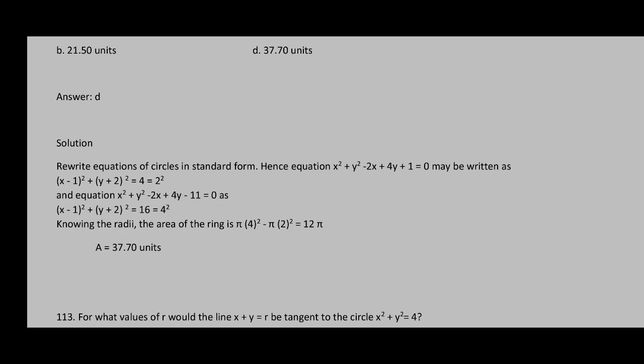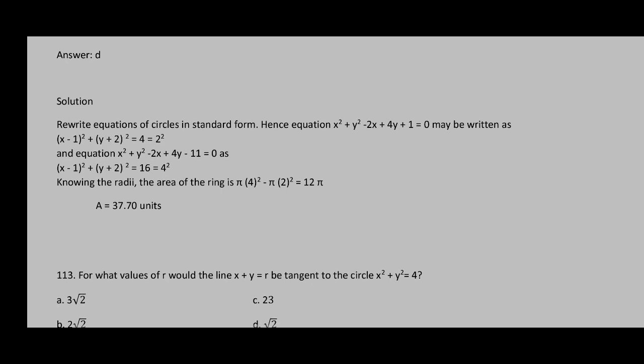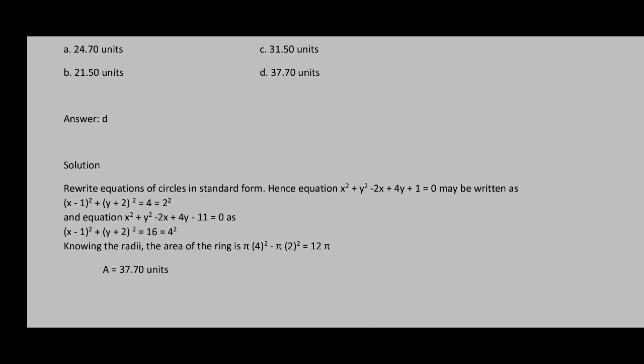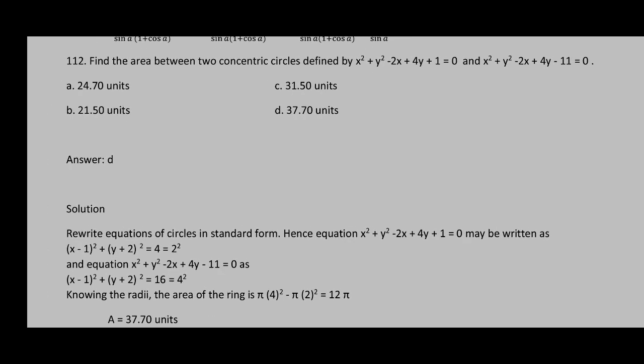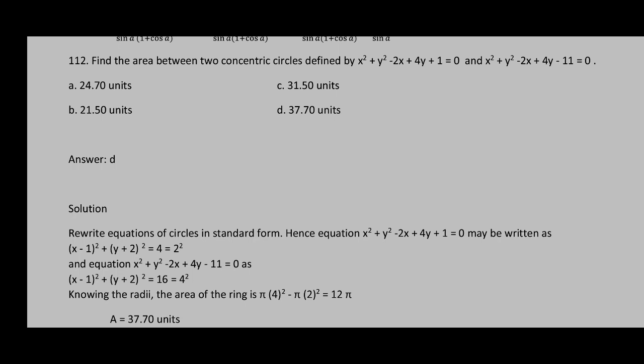Knowing the radii, the area of the ring is pi times 4 squared minus pi times 2 squared is equals to 12 pi. Or yung A natin, yung area natin is 37.70 units. So, nakita mo yung tanong na yan sa board exam, sagot daw dyan ay letter D, 37.70 units. And here's the solution.